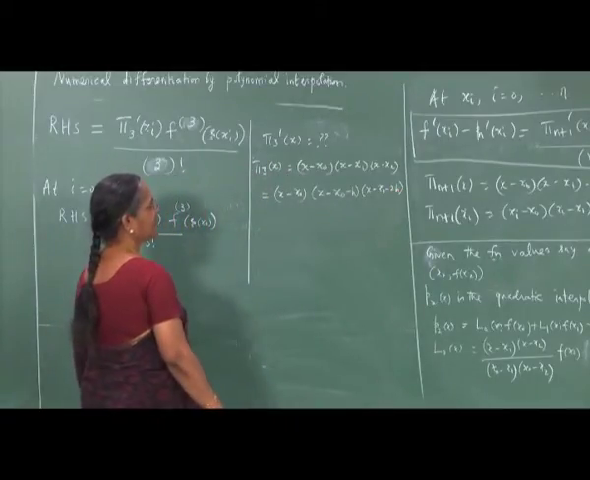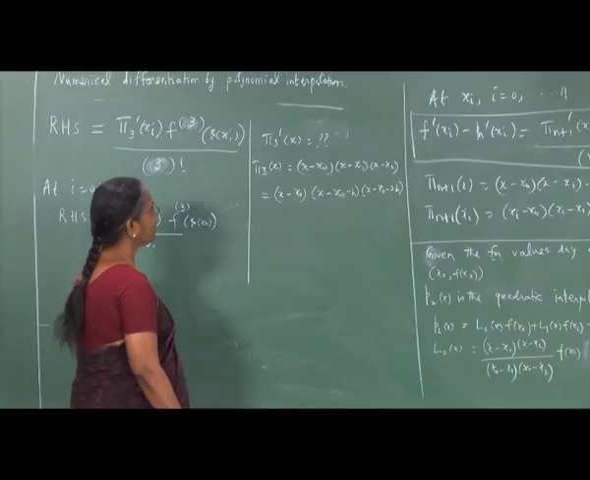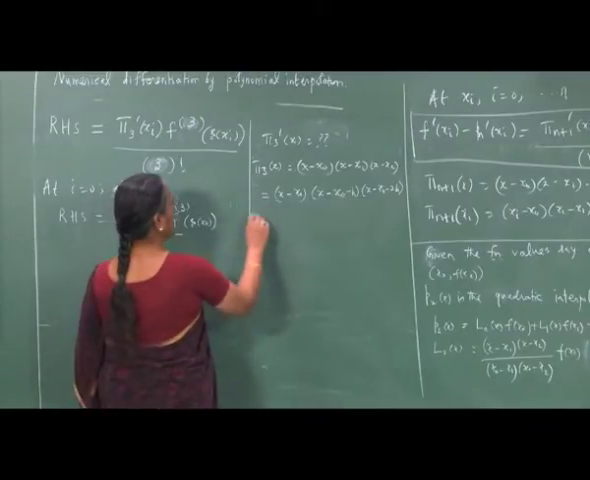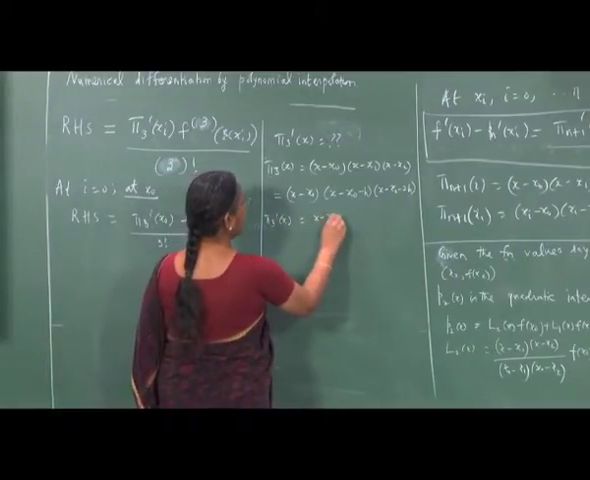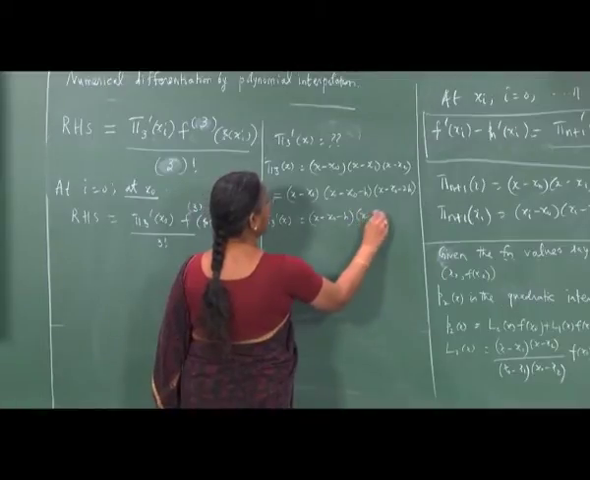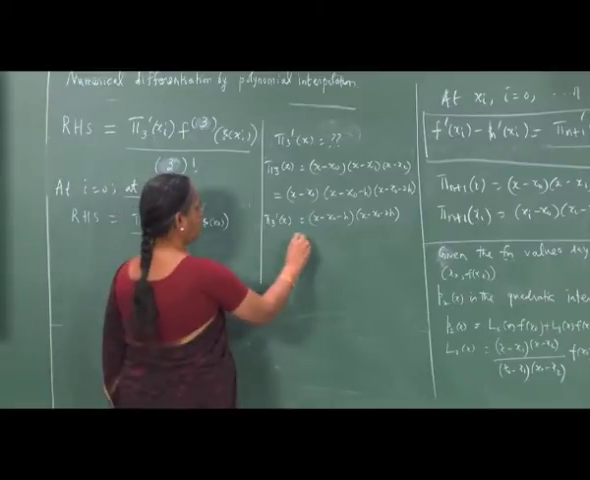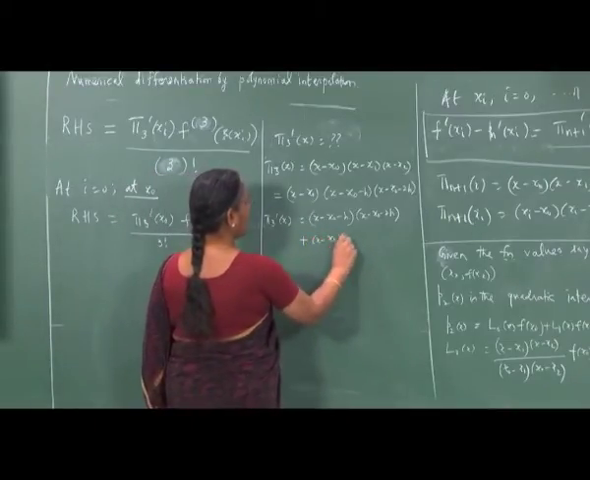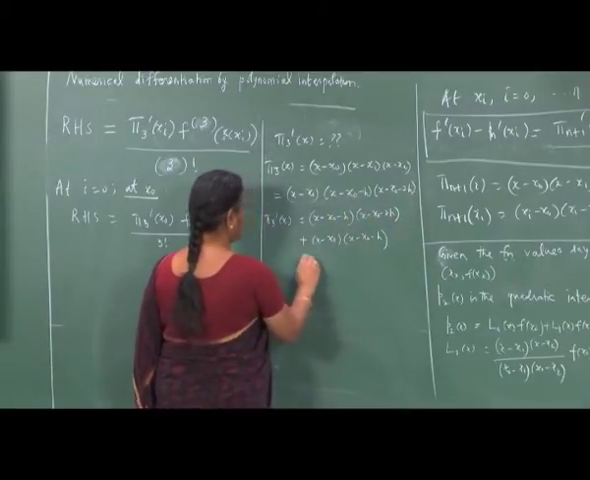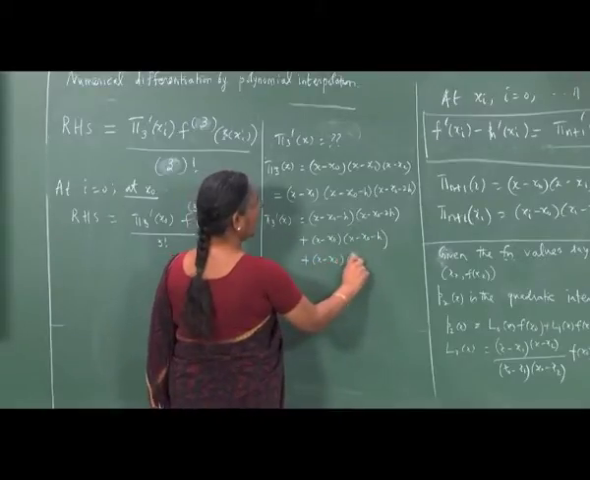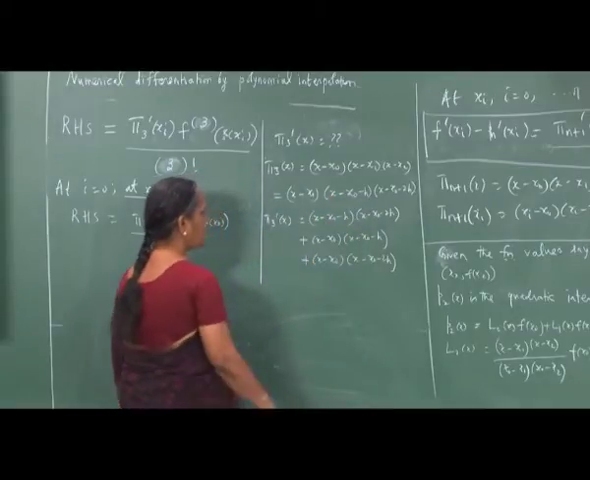So, everything is in terms of x naught and h. So, we require the derivative pi 3 dashed of x. So, that will be x minus x naught minus h into x minus x naught minus 2h into derivative of x minus x naught, which is 1, plus x minus x naught into x minus x naught minus h into derivative of this, and thirdly x minus x naught into x minus x naught minus 2h into derivative of this term, which is again 1.